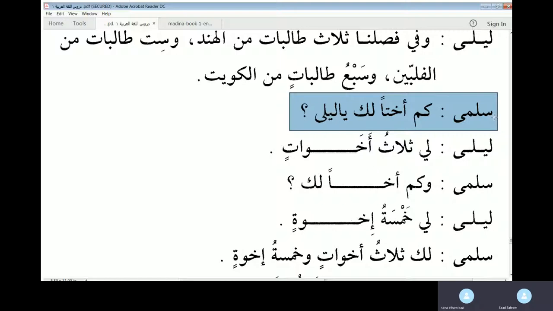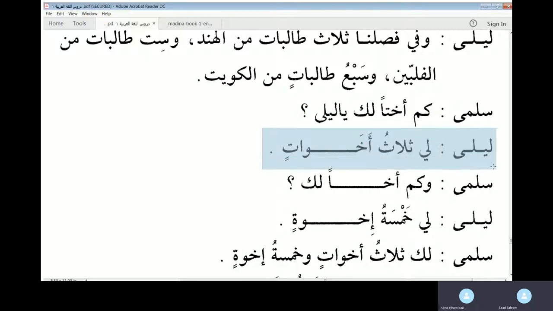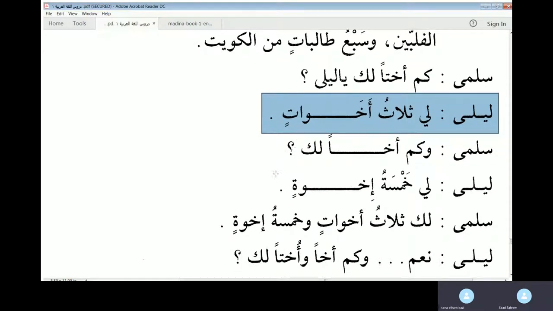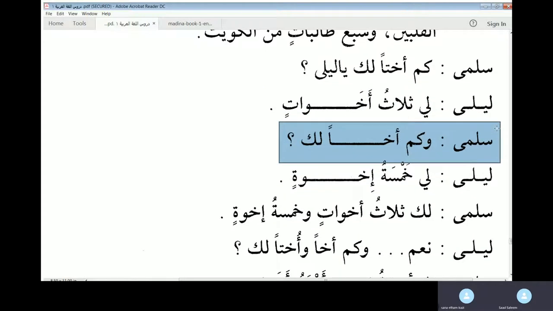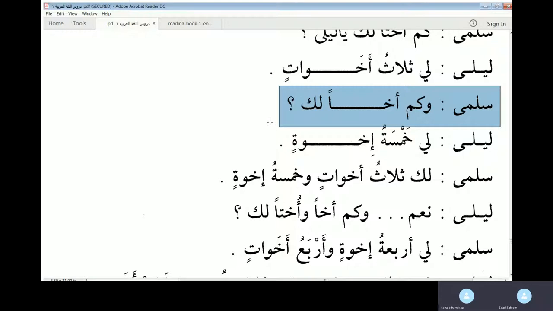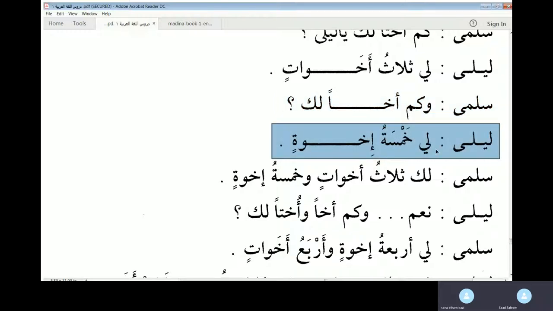Okay. Salma, kam ukhtan laki, ya Layla? How many sisters do you have, O Layla? Thalathu akhawatin. I have three sisters. Wa kam akhan laka? لي خمسة إخوة. I have five brothers. Also look at khamsa: this counting is also for masculine only, so it is masculine.